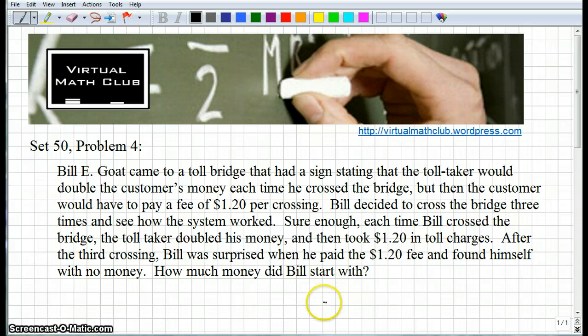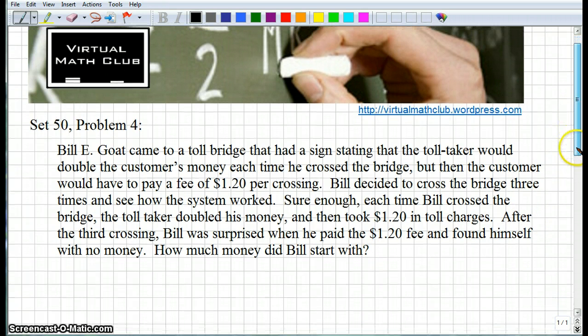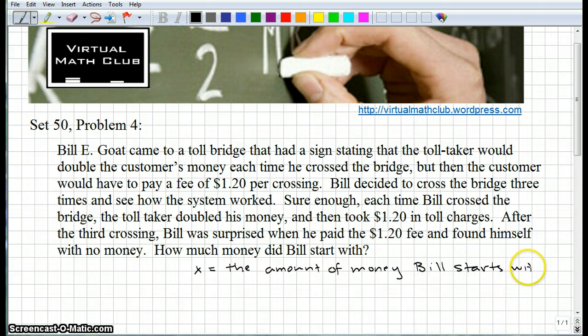Alright, well, I'll show you a couple different ways to do this. Now, probably the most natural way, if you've had algebra, would be to say, well, let's say that x is the amount of money Bill starts with. Okay? Because x is what we're looking for.